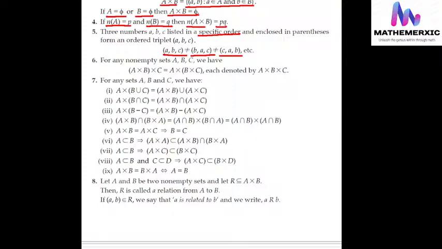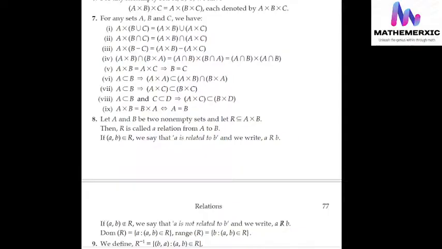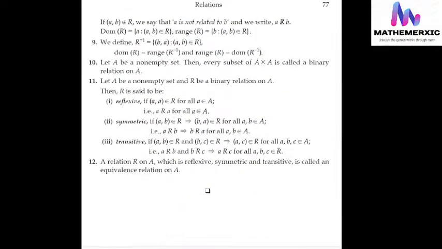Let A and B be two non-empty sets, and let R be a subset of A cross B. Then R is called a relation from A to B. If (a, b) belongs to R, we say that a is related to b, and we write a R b. If (a, b) does not belong to R, we say that a is not related to b, and we write a R not belongs to.